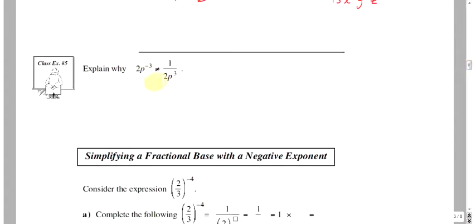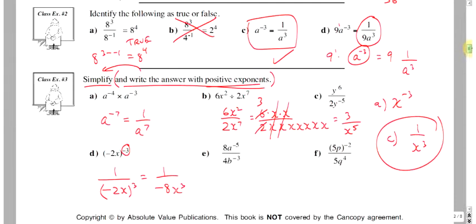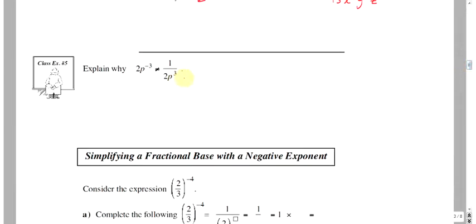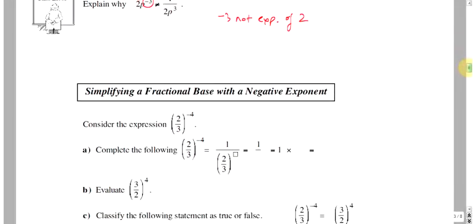Explain why this isn't true. We already did this. It's right here. That's the same as this. Okay? Why? Because this negative 3 isn't attached to that 2. Okay? Negative 3, not exponent of 2. It's the exact same question we already kind of explained. Okay, one more thing.